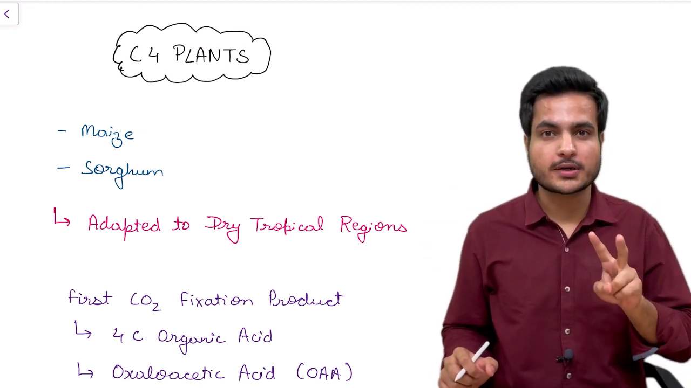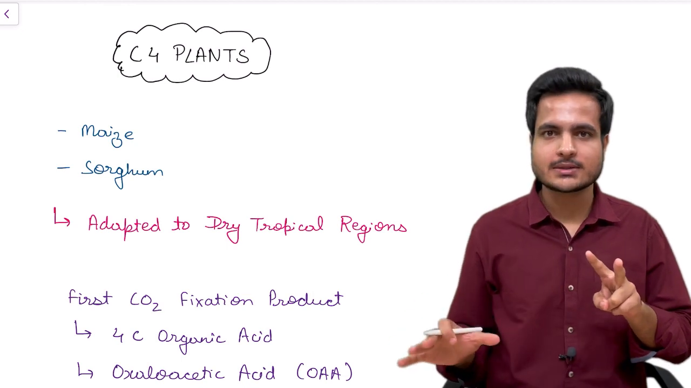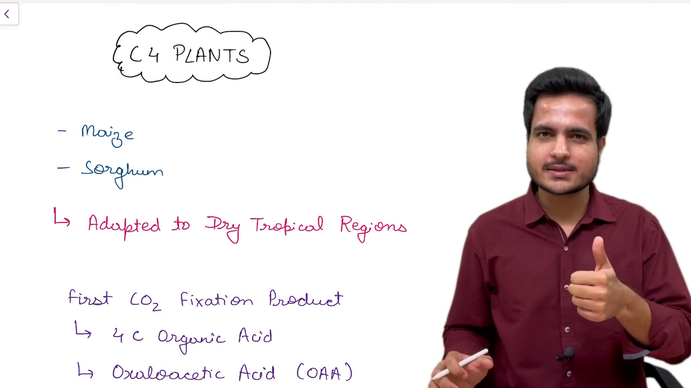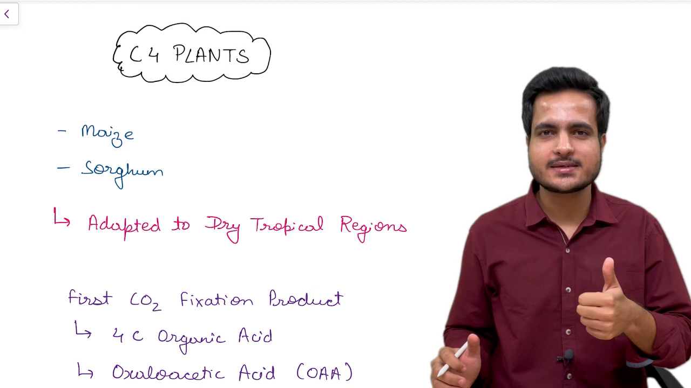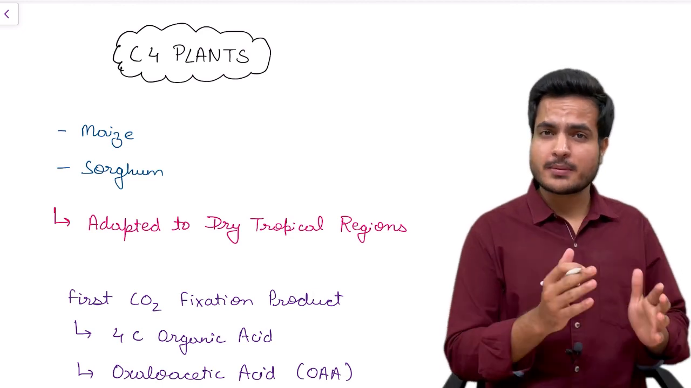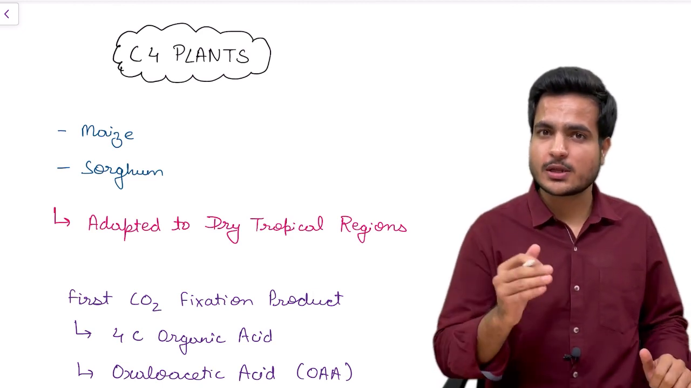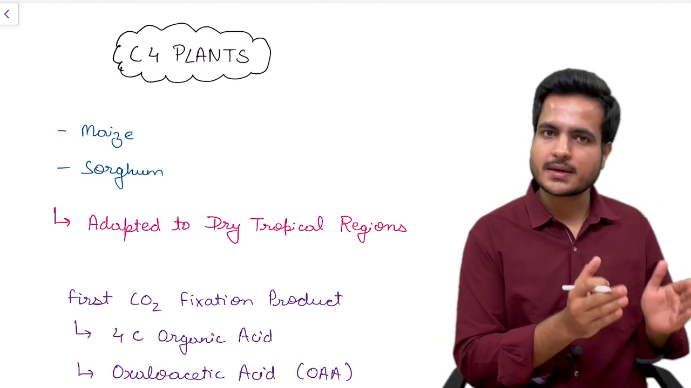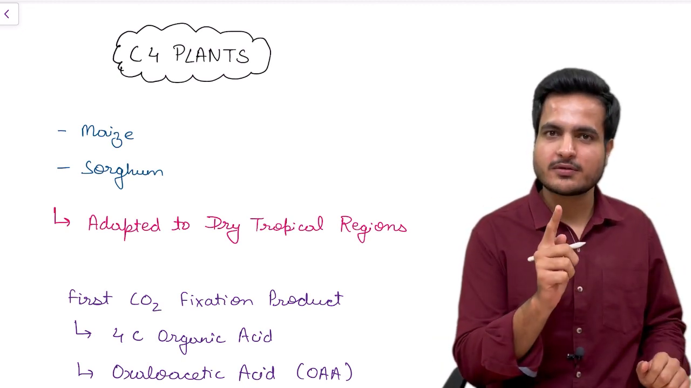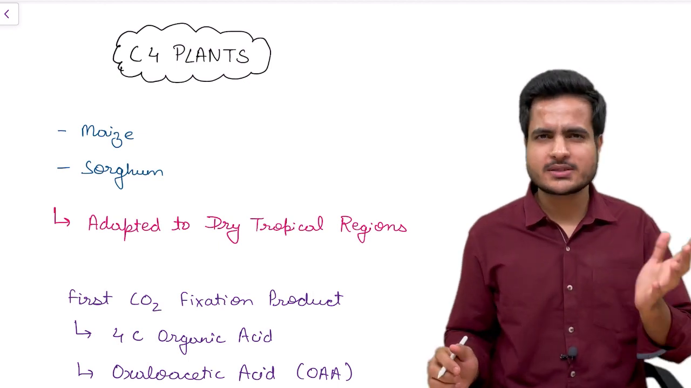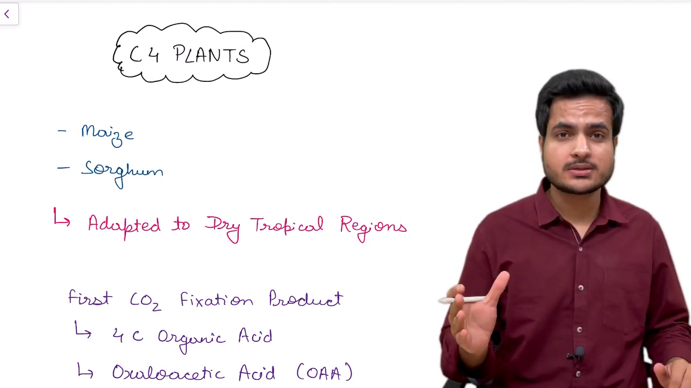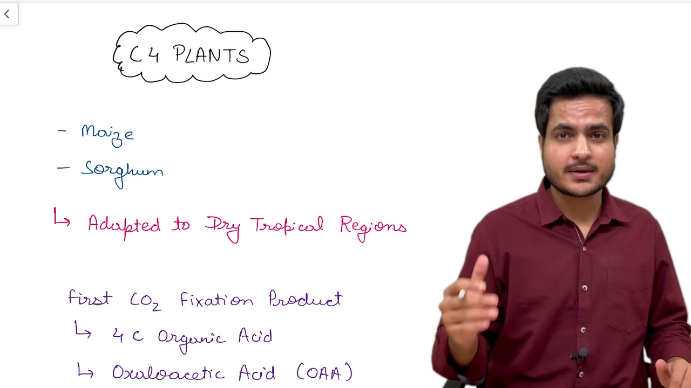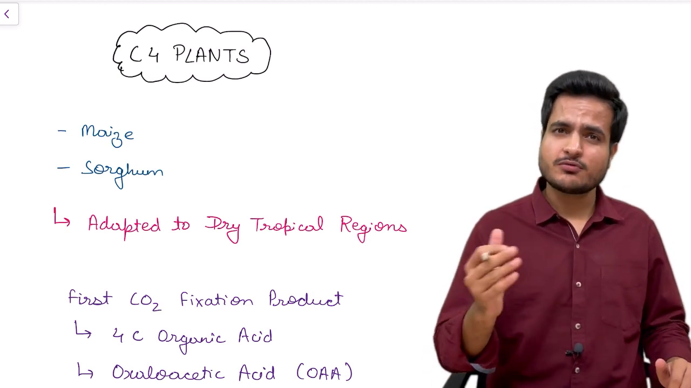We know that we have two types of product being formed in plants. One is the 3 carbon containing acid, which is called 3-phosphoglyceric acid, and the other one is a 4 carbon containing organic acid, which is oxaloacetic acid. So the plants which form a 3 carbon containing compound as the first carbon dioxide fixation product are called C3 plants, and the other plants which form a 4 carbon containing product are called C4 plants.